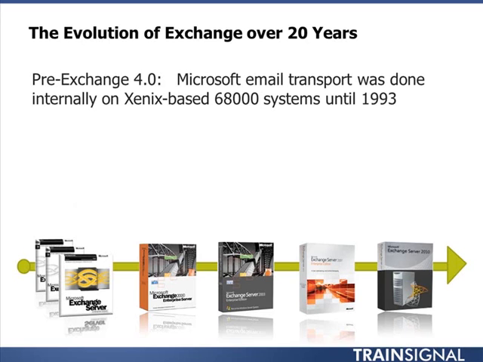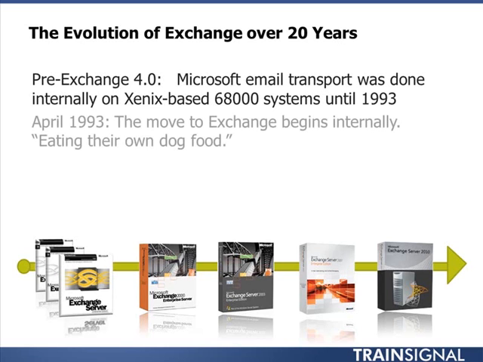Exchange is nearly 20 years old, and it has made some amazing progress over the years. I don't think it's fair to jump right into Exchange 2013 without nodding in approval to all of its predecessors over the years. So here we can see pre-Exchange 4.0, Microsoft Email Transport was done internally on Xenix-based 68000 systems. That was until 1993. In April of 1993, the move to Exchange began internally. That's where they started to eat their own dog food.